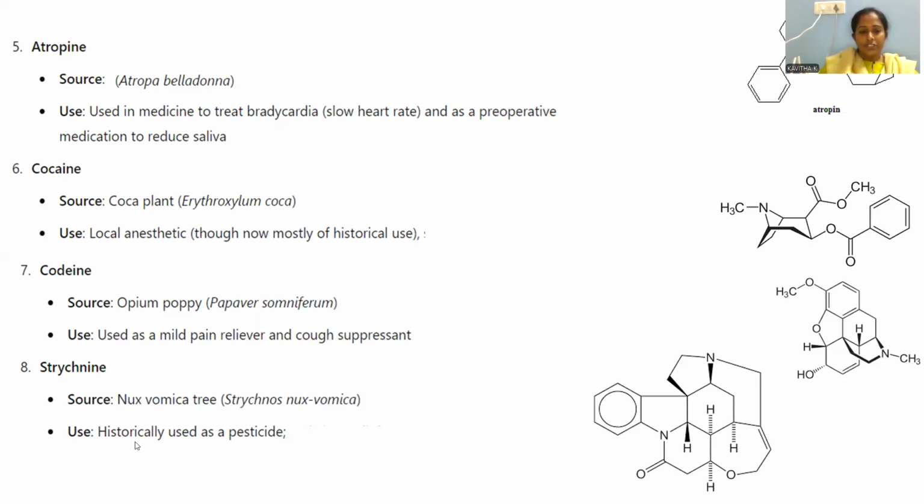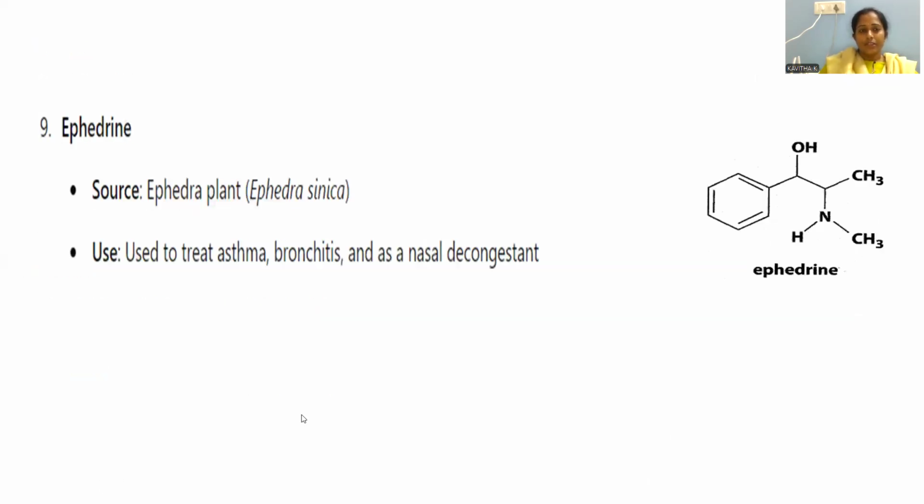So this is about strychnine, historically used as a pesticide. It finds applications to kill pests in croplands, any kind of damaging organisms present in the croplands, there we can apply this strychnine. The last compound is ephedrine. Ephedra plant, Ephedra sinica. Ephedrine is the alkaloid which has a benzene ring and a side chain where the nitrogen is of secondary nature, and nitrogen is an essential element in that ephedra plant's compound.